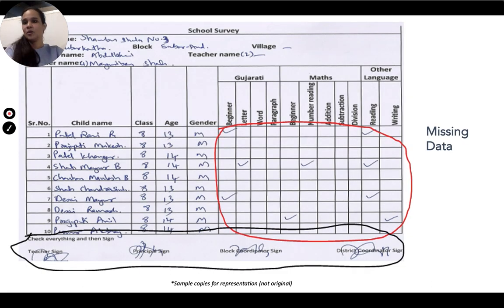Let's see a few examples of how it looks when we use paper surveys. We're supposed to ask each child's level of Gujarati, maths, and another language. If you see this child, there is no data on maths. Or this child, there is no data in any of the three subjects. But we've got four people to sign off on this: a teacher, principal, block coordinator, and a district coordinator signing off on a form like this. It's a huge issue when you start looking at this data. You have so much missing information.